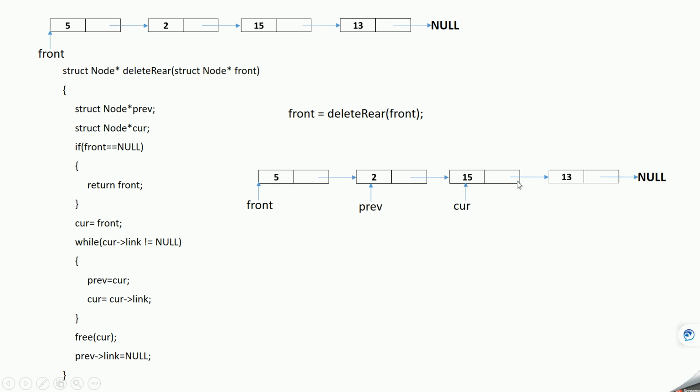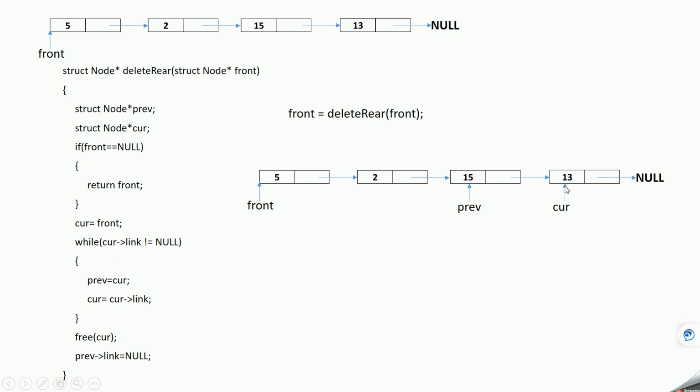Now again current link is pointing to a node, so this condition will become true, and now previous will move to current. So previous will now point here because current is pointing here, and current will be pointing to this one, because we are incrementing current equal to current link, and current link is nothing but 13. So now current will point to this 13. The state of the linked list will become like this. And now again we'll come over here and check this condition.